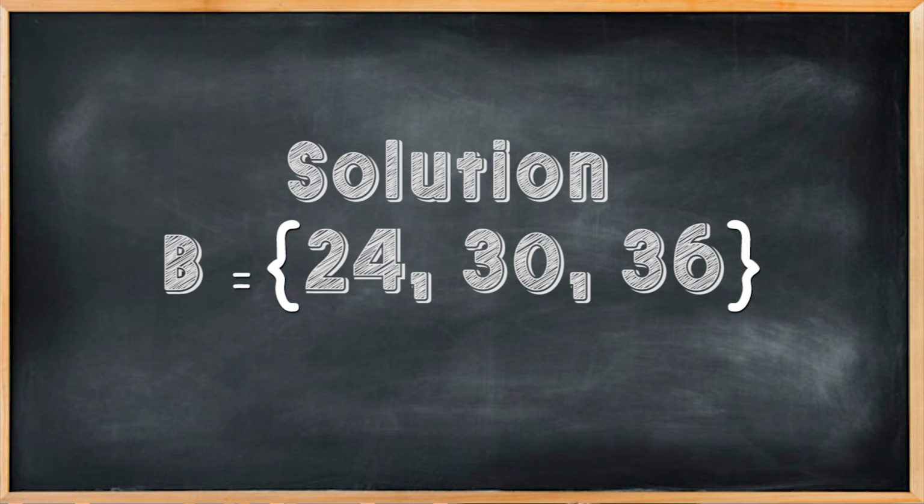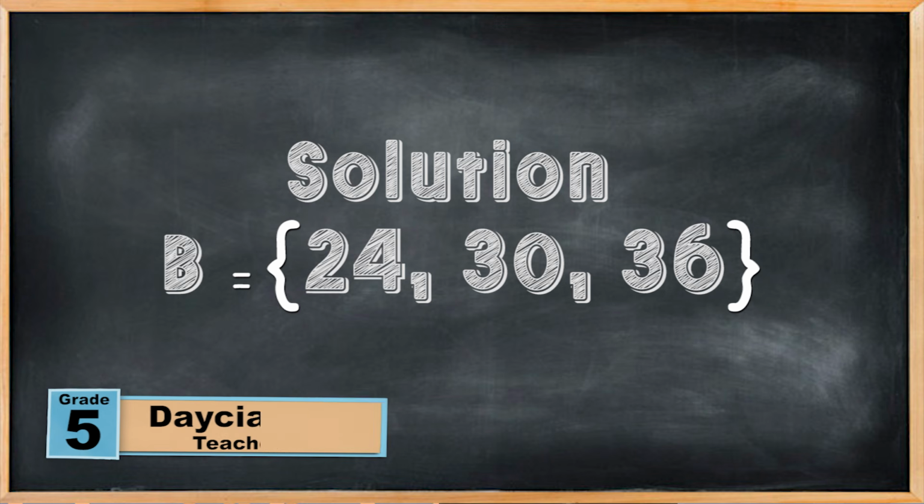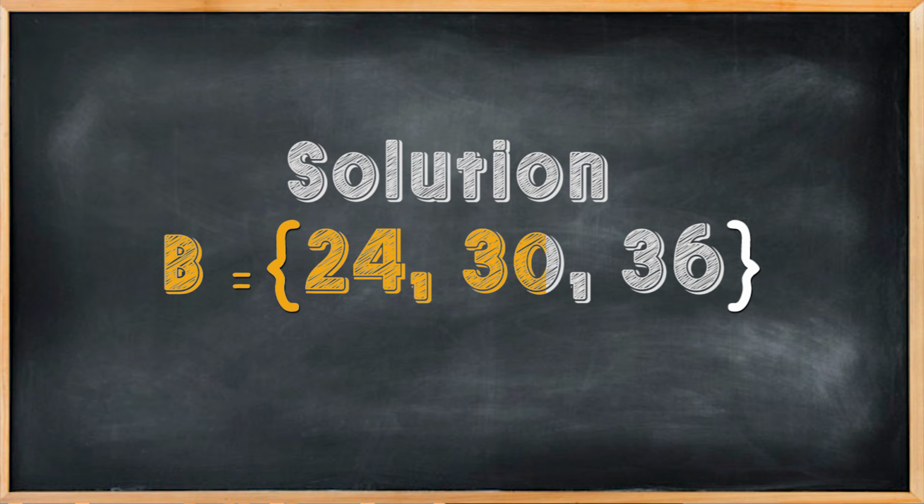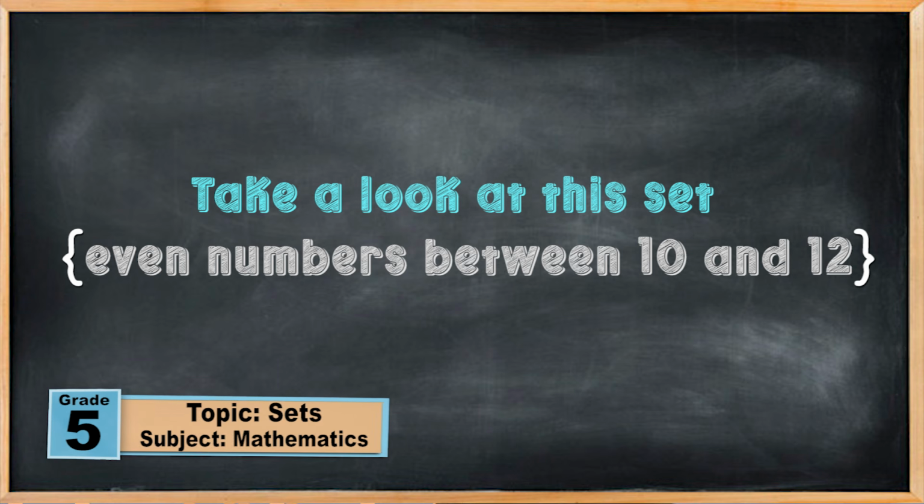The members of set B are, open curly bracket, 24, 30, 36, close curly bracket. Again, the members of set B are 24, 30, 36. Great job, children.